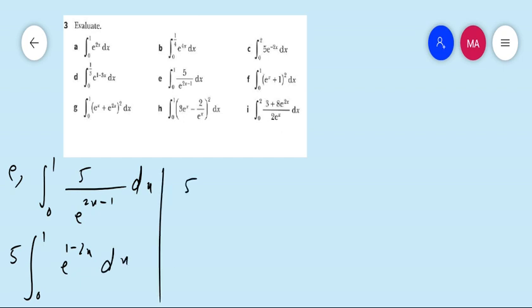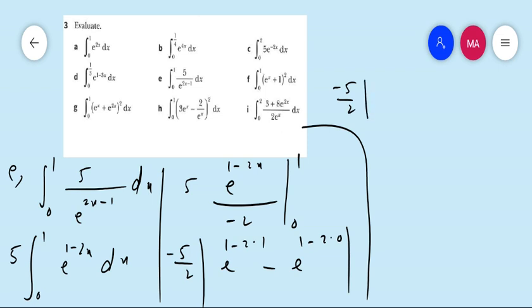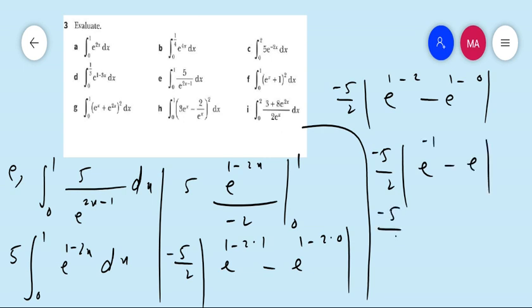Integrate 5 e^(1 minus 2x): integration of e^(1 minus 2x) is upon minus 2, and limit is 0 to 1. So minus 5 upon 2, applying limit, e^(1 minus 2 into 1) minus e^(1 minus 2 into 0). So minus 5 upon 2, e^(1 minus 2), 2 ones are 2, minus e^(1 minus 2 zeros, which is 0). So minus 5 upon 2, e^(minus 1) minus e, minus 5 upon 2 is 1 upon e minus e.